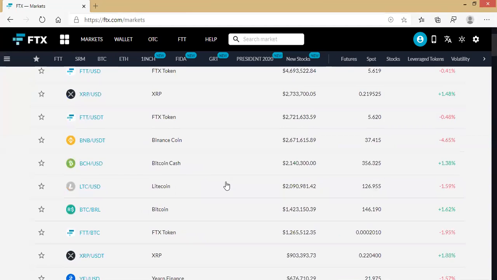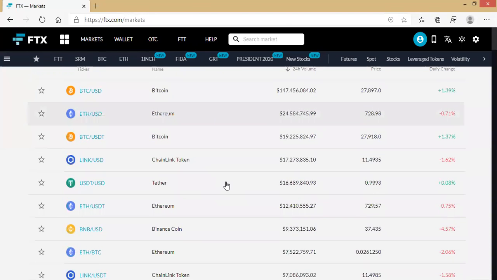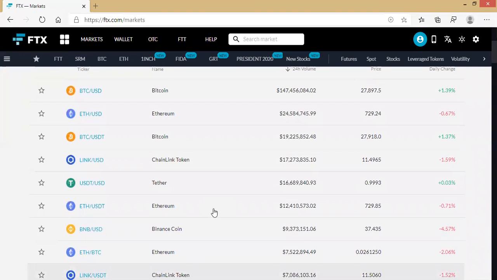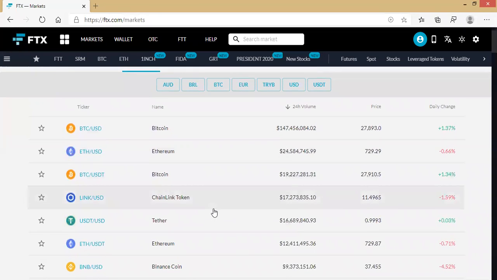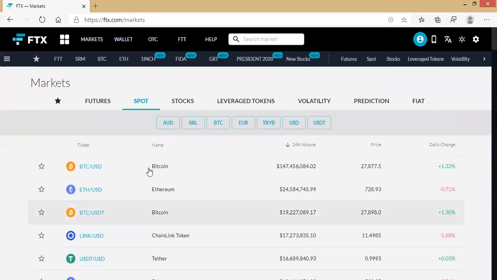You can see it keeps scrolling down, and remember that FTX is more like a derivatives exchange. That is why many of the coins are paired with USD and USDT. It doesn't mean that they are not also paired with BTC. A few of them, especially those used for margin trading, are paired with BTC, but the majority of the coins here are paired with USD and USDT. Okay, so that's for the spot market.